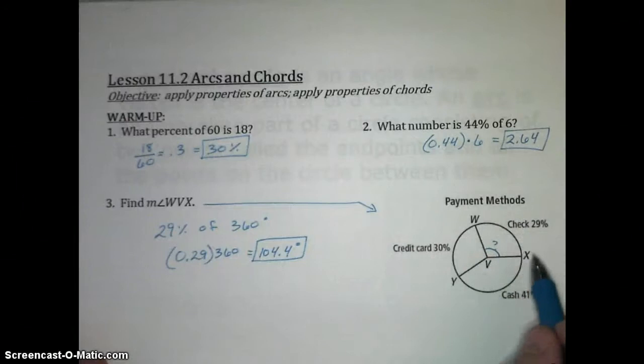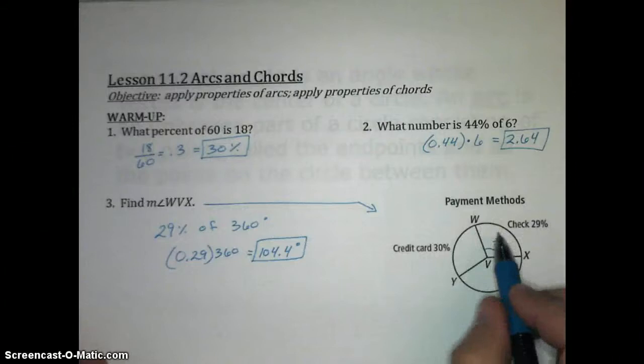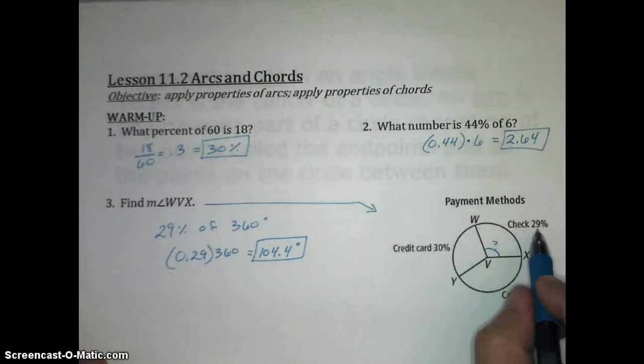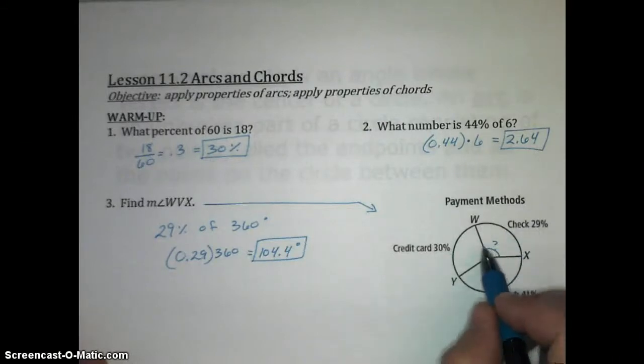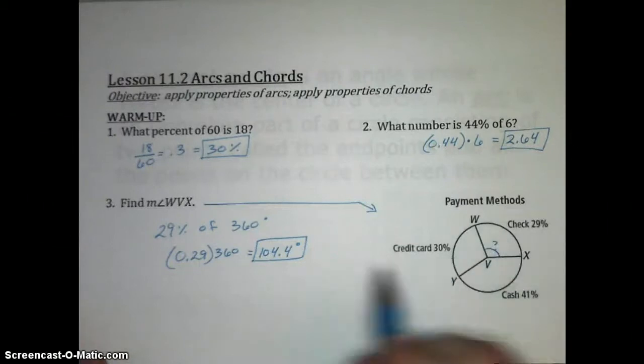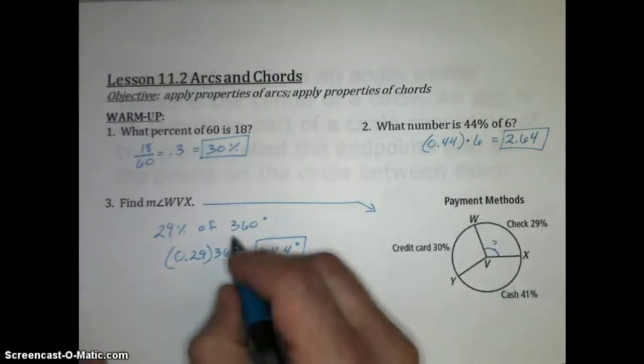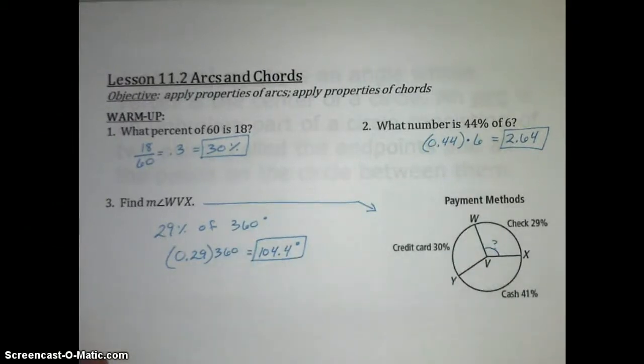So we're going to do the same kind of thing here for number 3. To find the measure of this angle, we need to recognize that this wedge of the circle here is 29% of the full circle, so this angle is 29% of 360 degrees. 29% of 360 is 104.4 degrees.